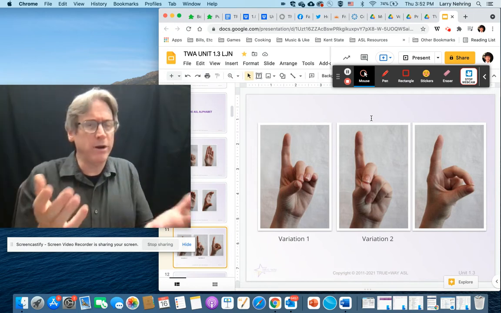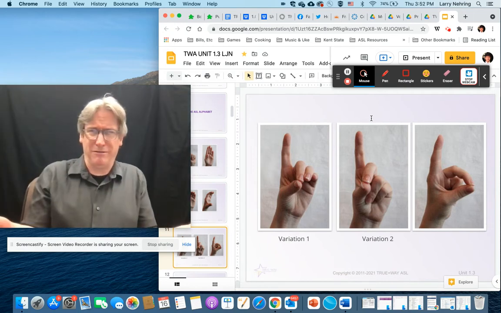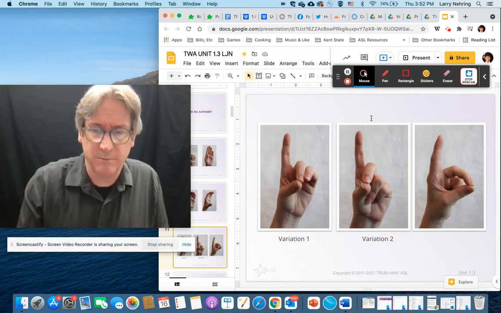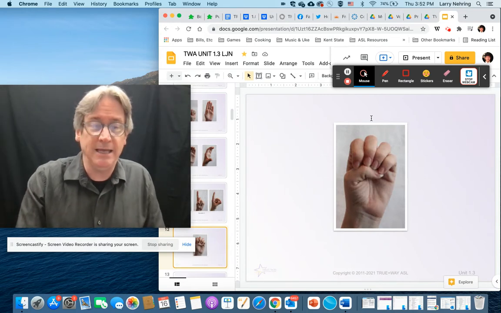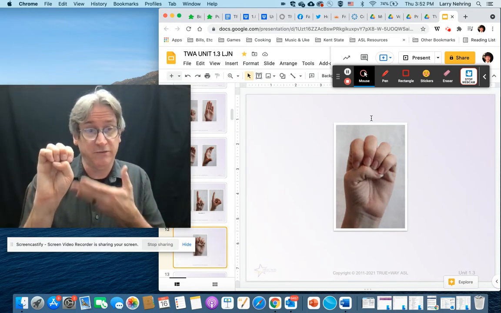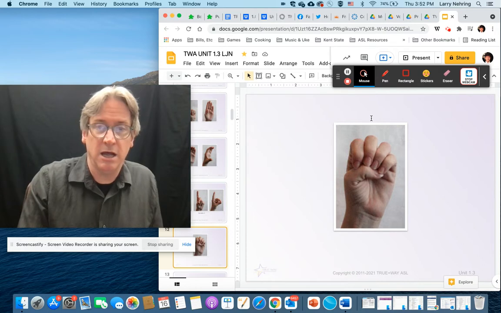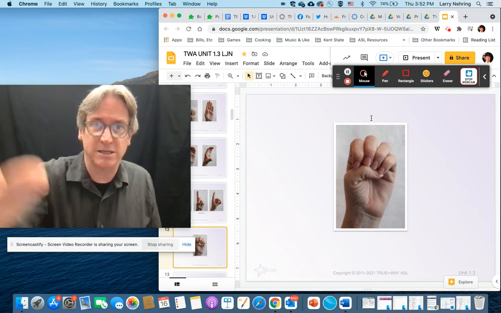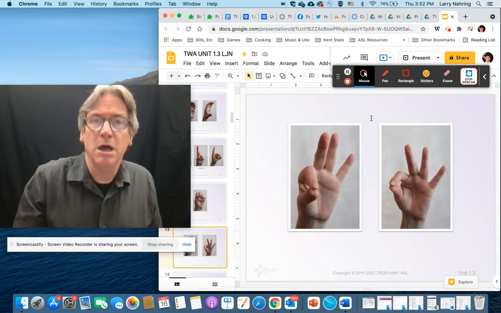You'll see both. Whatever feels more comfortable. At this point, probably nothing feels comfortable. So just see what your hand naturally does as you do it. But they're both correct. E, again, always try to touch the fingertips to the thumb for E. Eventually, they will spread apart when you're fingerspelling fast. But for right now, try to be as clear as possible.